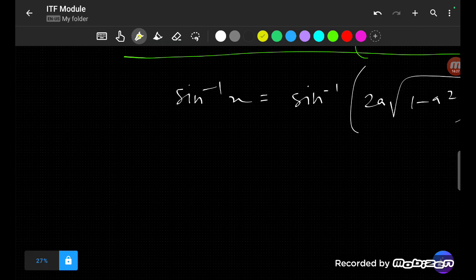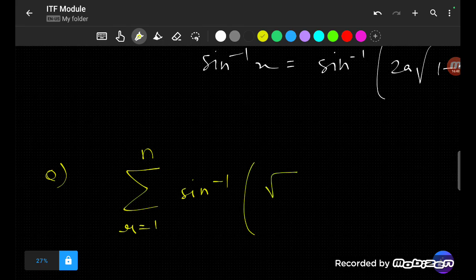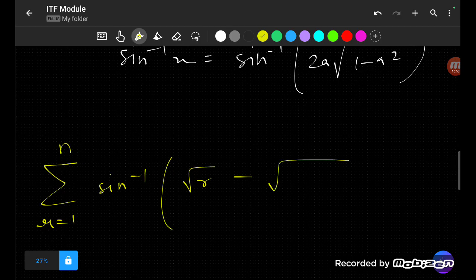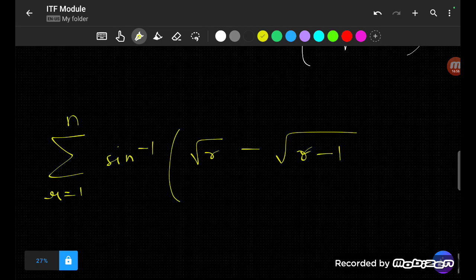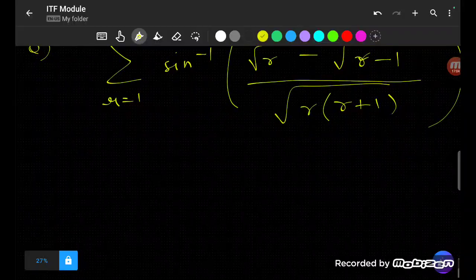Okay, so now we're going to move on to our 18th question. So this is the question. Oh, okay, wow. This is a series. We have the sum for r equals 1 to n of sine inverse of root r minus root r minus 1 upon under root r times r plus 1. So yeah, I just have to solve this.